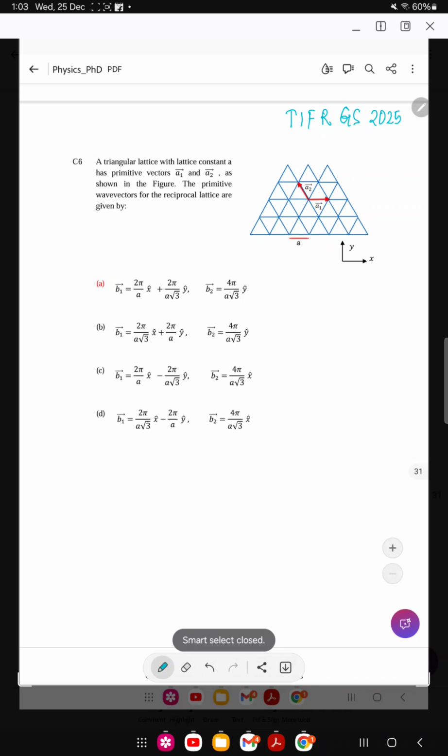So the primitive wave vectors for the reciprocal lattice are given by... The direct space lattice primitive vectors are given and it is asking about the reciprocal lattice vectors. Before going through the question, one term is used here: primitive. Primitive means the number of lattice points is 1.